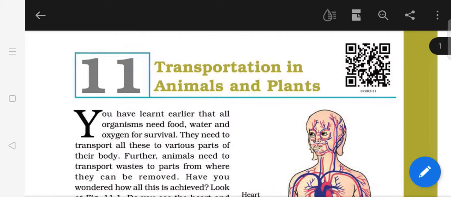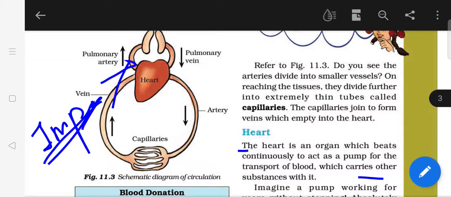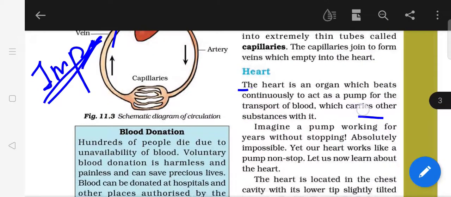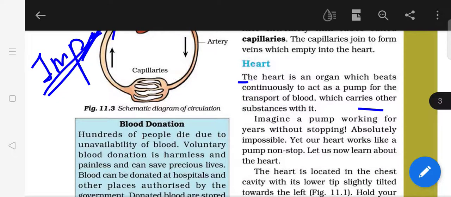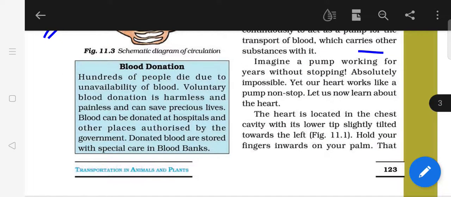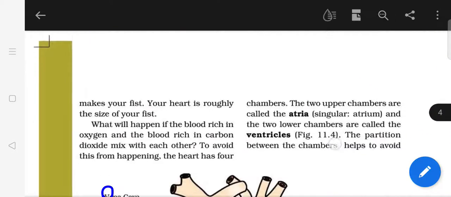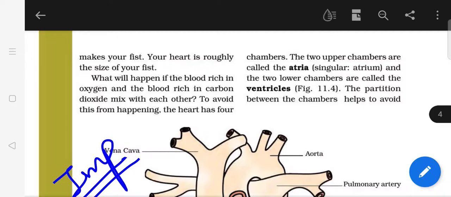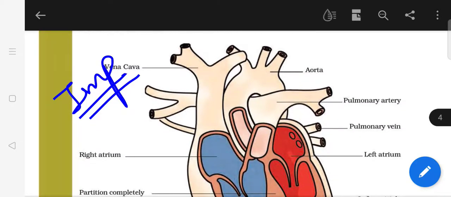As you know, we were dealing with chapter number 11, transportation in animals and plants. Children, you remember in the last lecture we have learnt about the heart, which is an organ which beats continuously, acts as a pump for the transport of blood, which carries other substances with it also. So children, we have learnt about its position, where it is present in the chest cavity, and what are the different chambers which are present on the heart, and I have told you to practice this diagram.